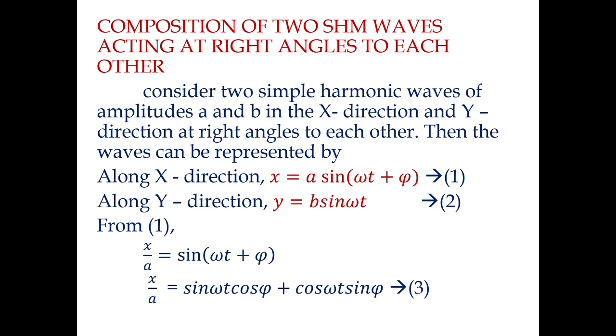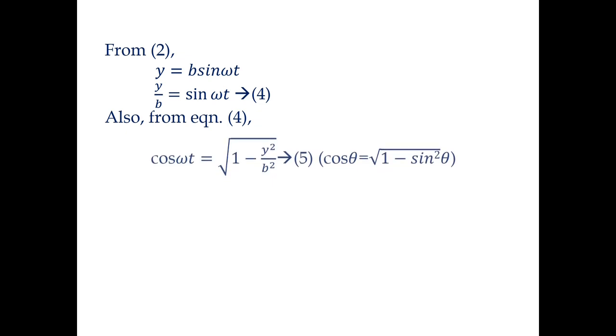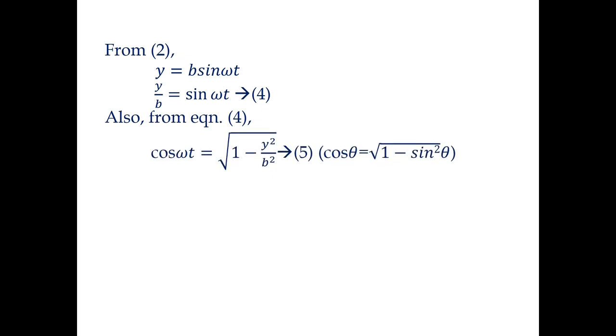From the first equation we can write this as x by A equal to sine(omega t plus phi). Using the trigonometric relation sine(A plus B), we can write sine omega t cos phi plus cos omega t sine phi. Let us take it as equation number 3. Again from equation 2, we can write y is equal to B sine omega t, or y by B equal to sine omega t.